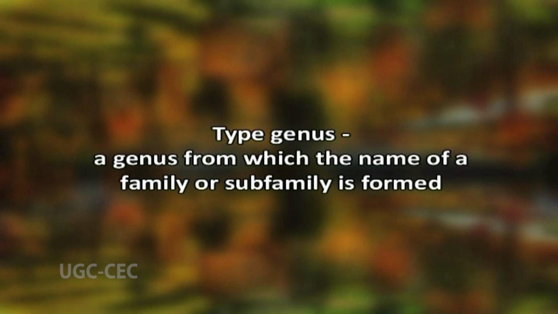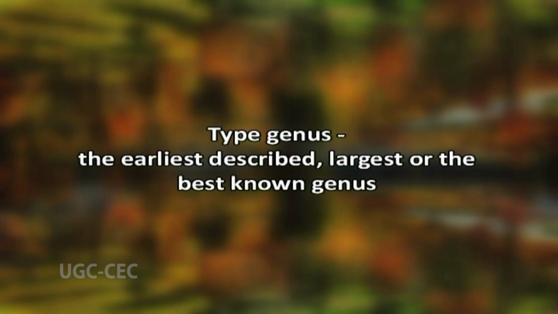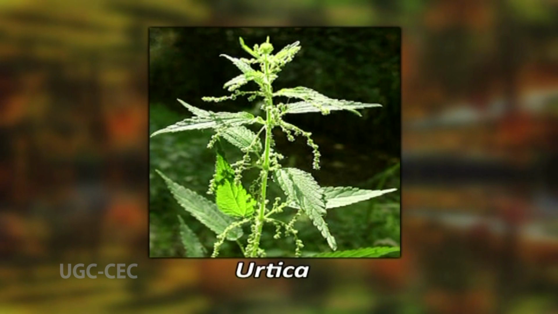A type genus is that genus from which the name of the family or subfamily is formed. As with the type species, the type genus is not necessarily the most representative, but is usually the earliest described, largest or the best known genus. It is not uncommon for the name of a family to be based upon the name of a type genus that has passed into synonymy. The family name does not need to be changed in such a situation. For example, the family Urticaceae has Urtica as its type genus.